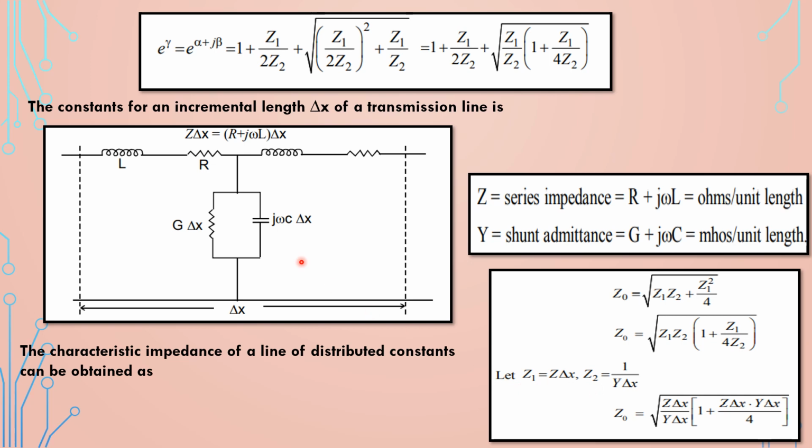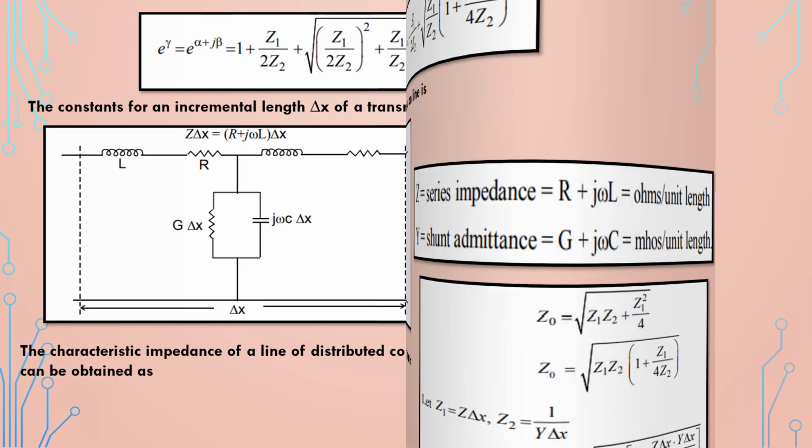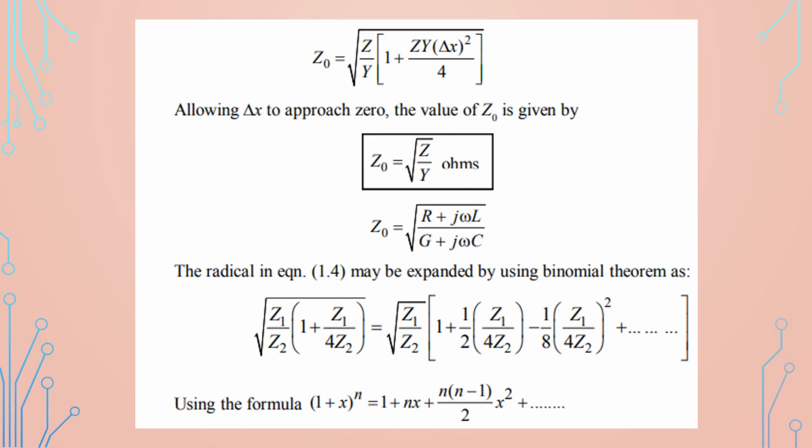So Z1 we can write as Z into del x. Similarly, Z2 we can write as 1 by Y del x. Z is impedance, here Y is admittance, so we write it as 1 by admittance. Now we substitute Z1 and Z2 in this equation as it is, and simplifying, we get Z0 is equal to root of Z by Y. So this is the characteristic impedance in terms of series arm impedance and shunt arm admittance.